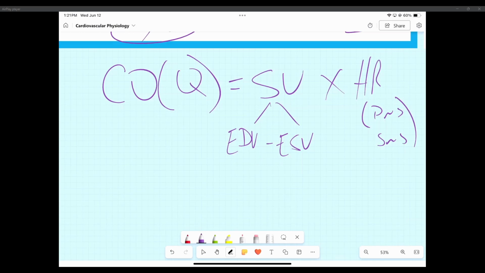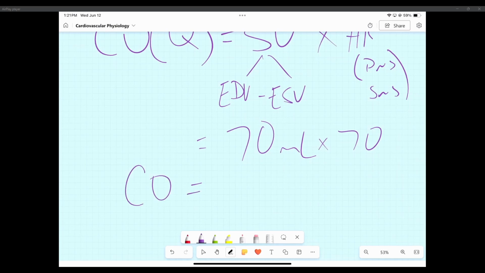So we know that stroke volume normally is 70 mLs. Normal heart rate is about 70. Multiply them together, and we get a cardiac output of roughly 5 liters per minute. 70 times 70 is 4,900 milliliters, which I just converted to liters. So a normal cardiac output is 5 liters per minute. 70 units of blood come out with every beat, the heart rate is 70, you multiply the numbers together, and there's your cardiac output.